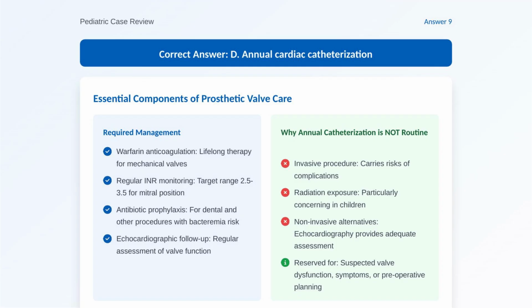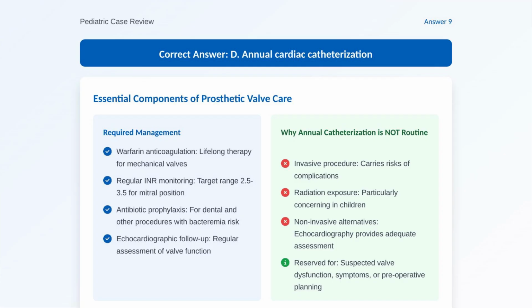Regular monitoring of the International Normalized Ratio, INR, is necessary to maintain therapeutic anticoagulation, with a target range typically between 2.5 to 3.5 for mitral valve prostheses. Antibiotic prophylaxis is recommended for dental procedures and other interventions that may cause bacteremia to prevent prosthetic valve endocarditis. Echocardiographic follow-up is performed regularly to assess valve function and detect any complications.